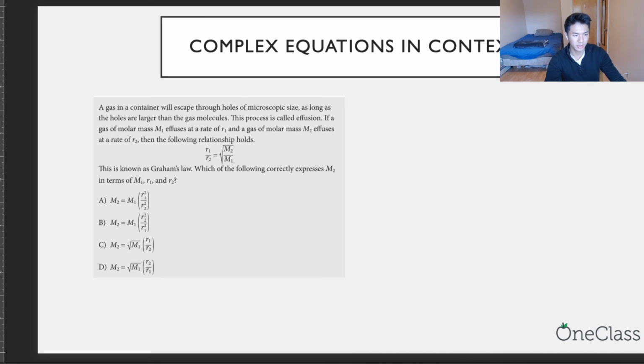Okay, taking a look at another question. It says, a gas in a container will escape through holes of microscopic size as long as the holes are larger than the gas molecules. This process is called effusion. If a gas of molar mass M1 effuses at a rate of R1 and a gas of molar mass M2 effuses at a rate of R2, then the following relationship holds. R1 over R2 is equal to the square root of M2 over M1.